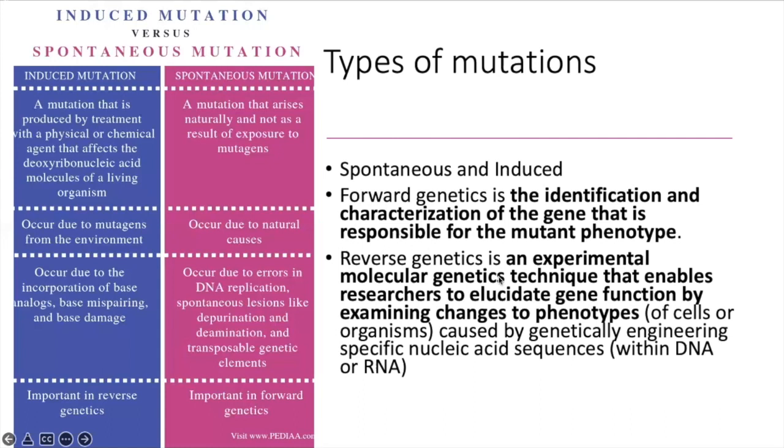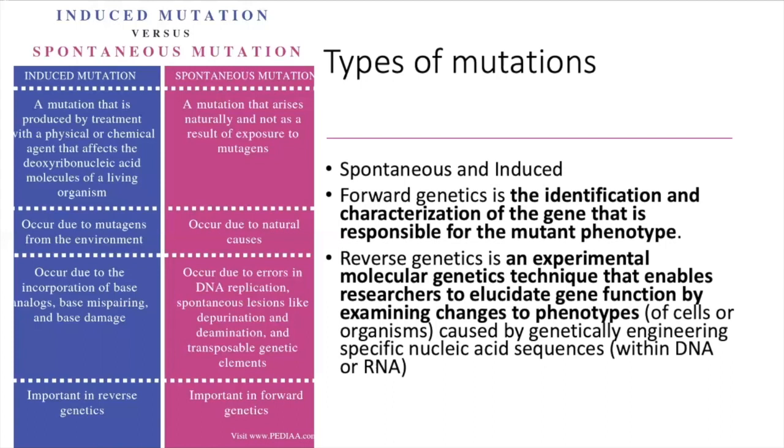Whereas reverse genetics is an experimental molecular genetics technique that enables researchers to elucidate gene function by examining changes in phenotypes of organisms. So if you know a particular gene is responsible for a particular function, you either mutate the gene on purpose or you cut it out of the genome and check the phenotype of the mutant which results from such a mutation.